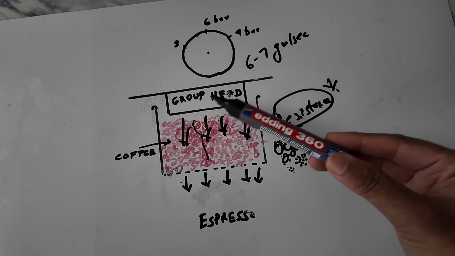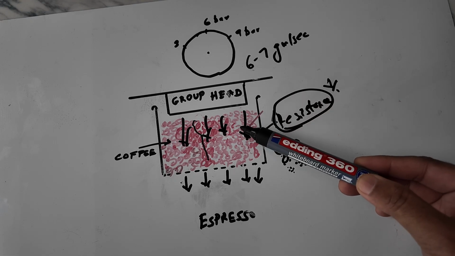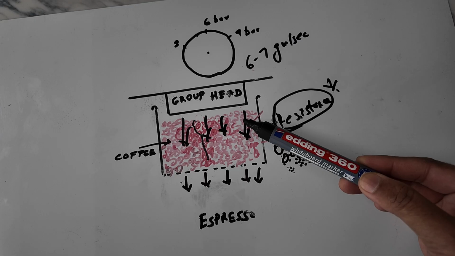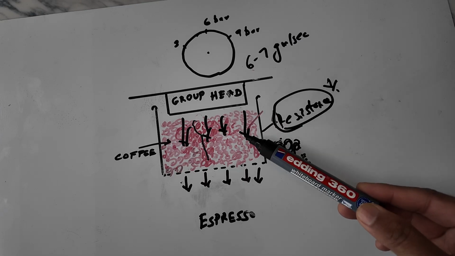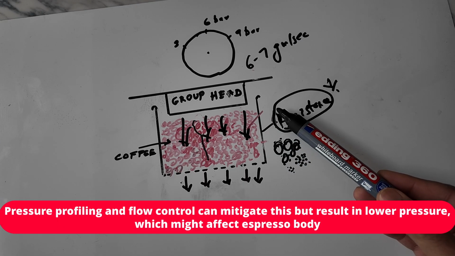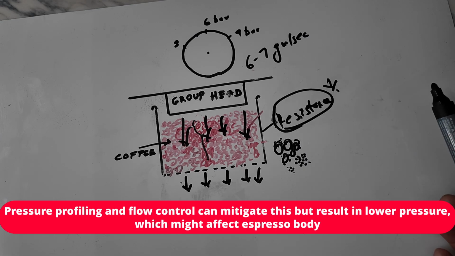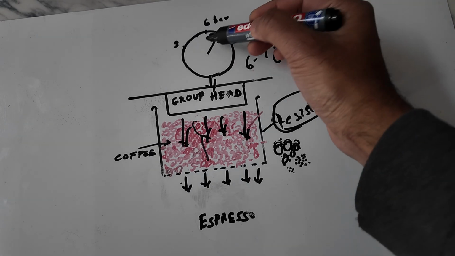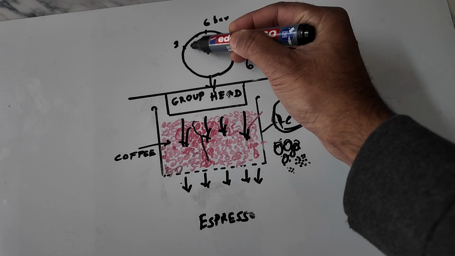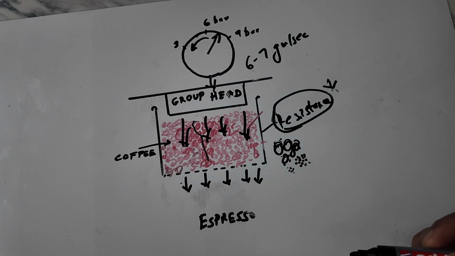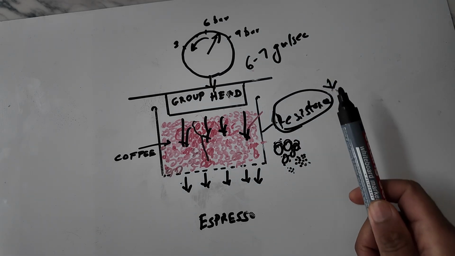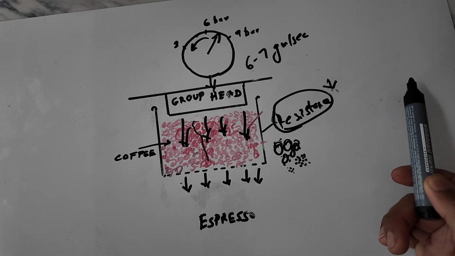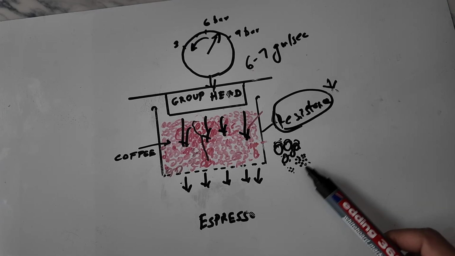So forcing high flow through this fragile puck will cause channeling, which means over-extraction of some parts of the coffee and under-extraction of other parts of the coffee. And the resultant cup is a muddy, imbalanced cup. What you'll see is that initially there might be a peak pressure, but then the pressure starts falling as the puck extracts. Now this problem is exacerbated even more with a light roast coffee that typically does not produce a lot of fines.